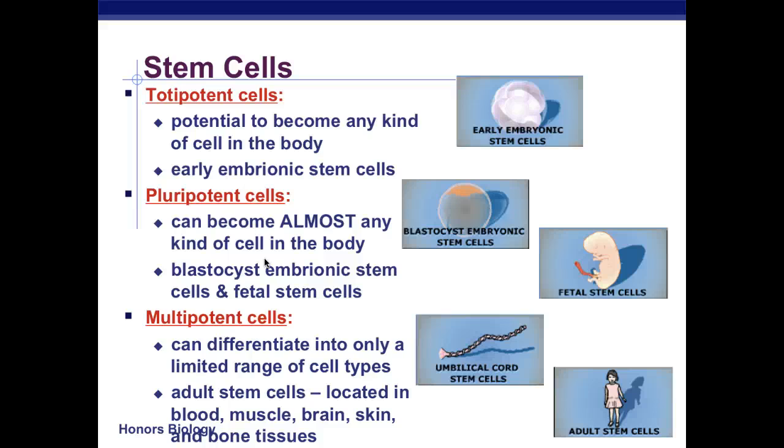Then you have your pluripotent cells. These can become almost anything that is part of the body. The blastocyte, embryonic stem cells, and the fetal stem cells.